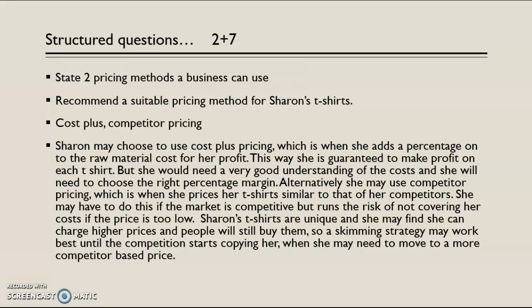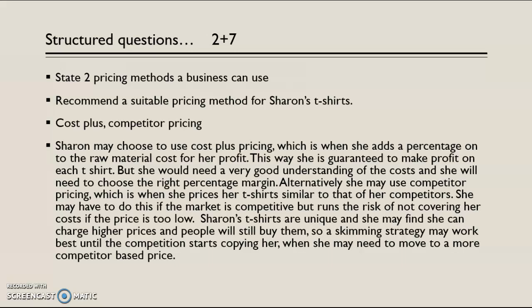Notice here that the state is for a business, because this is a knowledge question. It doesn't have to be related to Sharon's business. So in theory, you could choose any 2 strategies you wanted to. In reality, you probably want to choose a method that is relevant to Sharon, but don't panic about that. The question says a business, so any pricing method of the ones that you've learned. So I've chosen cost plus and competitor pricing, and then the application kicks in for the 7 marker.